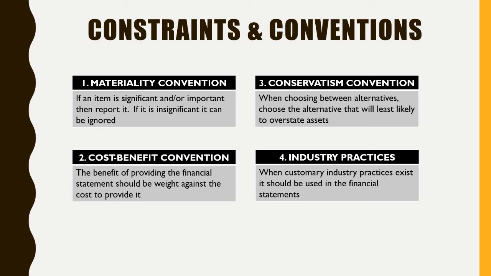So the first one is going to be materiality convention. What this means is basically, are the items that you're recording significant enough to put a dollar value on? Okay, so for example, I have gems. Yes, we put a dollar price on it because we value it, but how another person values it, they could be like, oh, those are just pebbles, right? It's not worth anything to me.